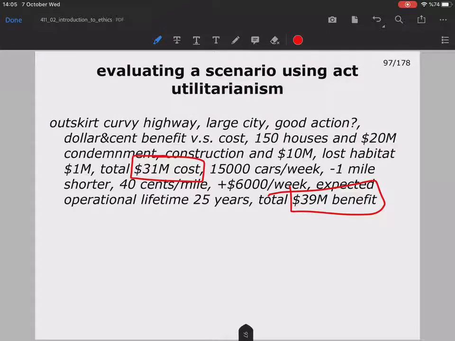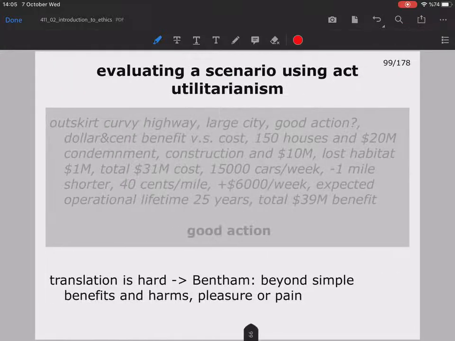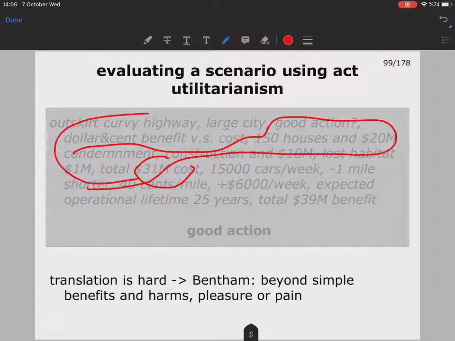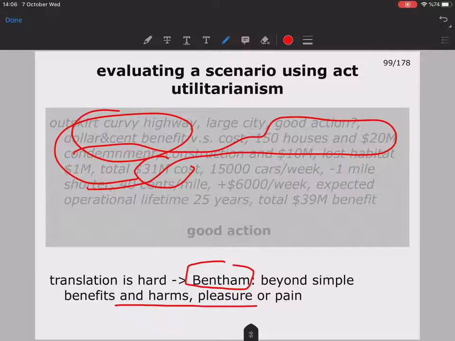Does this approach seem familiar to you? Yes. Many of the managers, many of the leaders, or many of the directors use this approach for concluding an action, for deciding on an action. It's pretty good. Okay, this will be evaluated as a good action. However, translation to this much of things is hard, because Bentham extends this beyond simple benefits and harms and pleasure or pain.